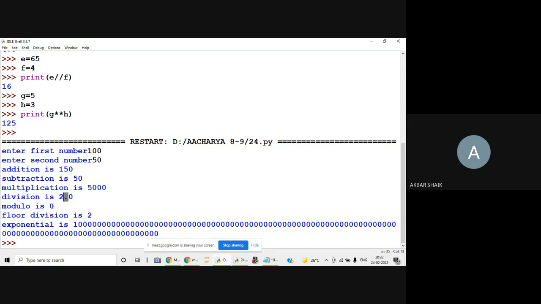Modulo is remainder, that is 100 mod 50, that is 0. Next, floor division is 100 double slash 50, that is 2, and exponential is 100 to the power of 50. So this is the output.